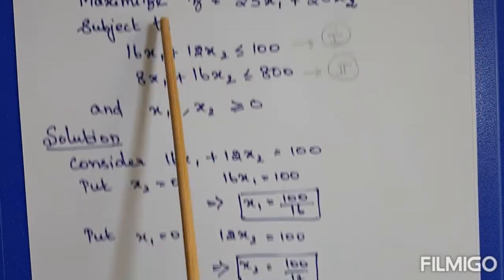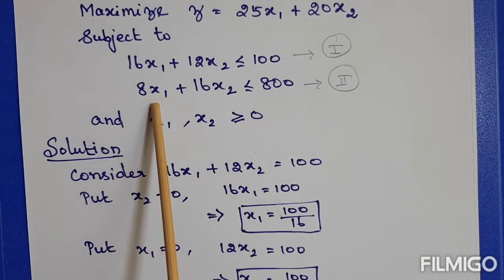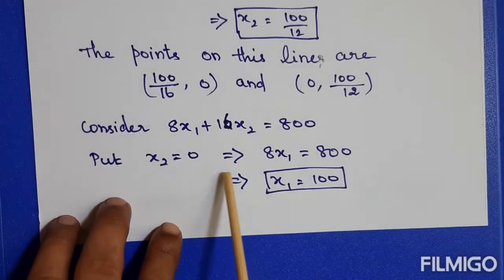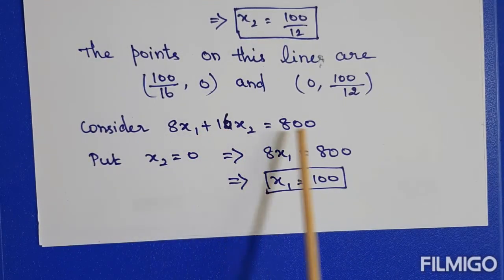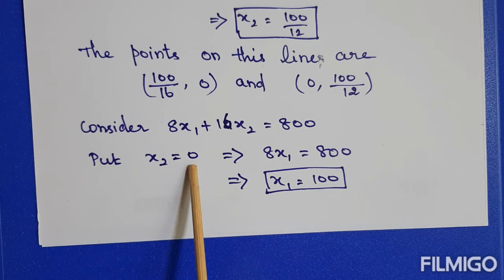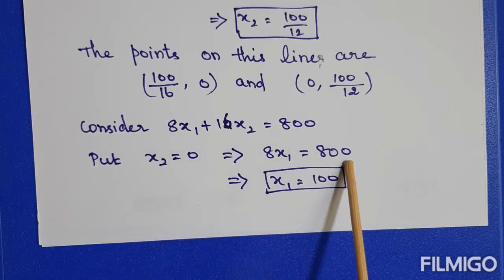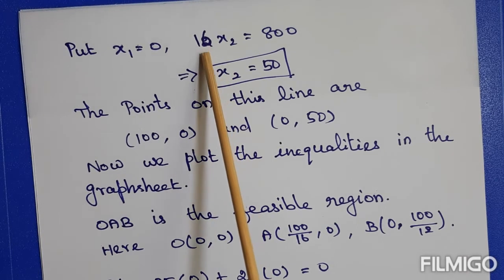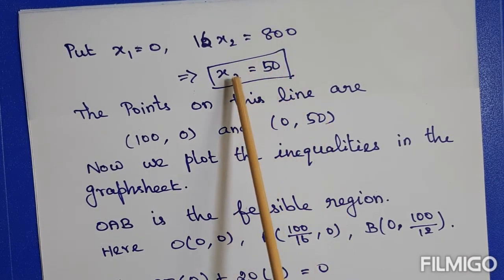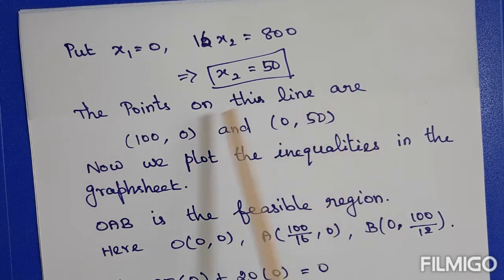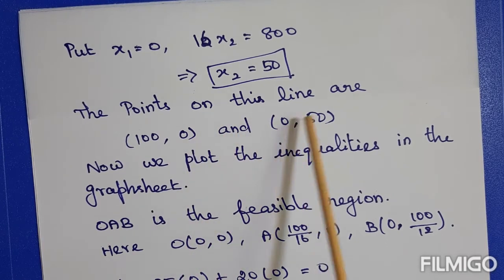Now consider the second inequality. Consider this as equation 8x1 plus 16x2 equal to 800. Here also in the same manner put x2 equal to 0, then we get 8 times of x1 equal to 800, that is x1 is equal to 100. Put x1 equal to 0, then we get 16 times of x2 equal to 800, that is x2 equal to 50. Hence, the points on the second line are 100, 0 and 0, 50.